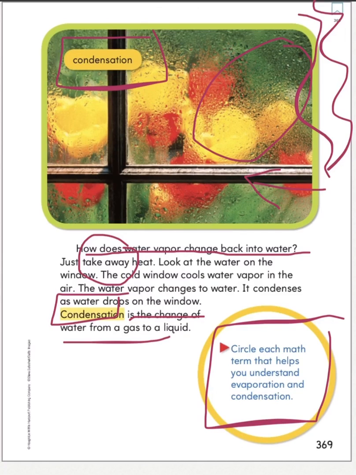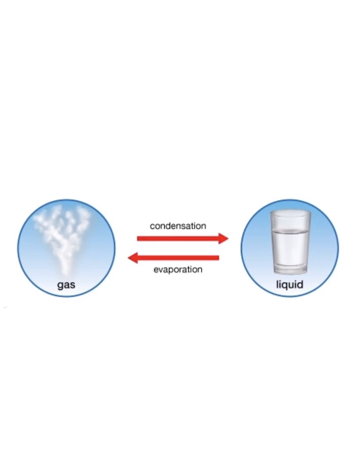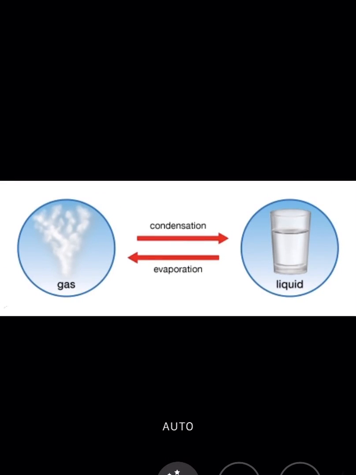Okay, so let's look at, please highlight the meaning of condensation. Condensation is the change from gas to liquid. Highlight it. And highlight the meaning of evaporation, the change from liquid to gas. So let's look at the last part here with me. Okay, look at this picture. Here is like revising the whole lesson that we took.